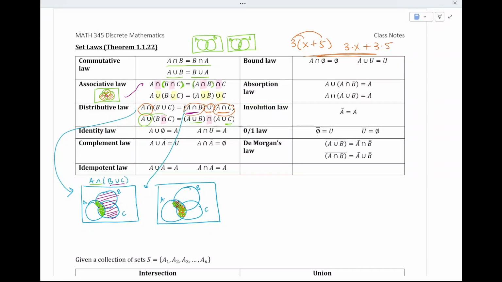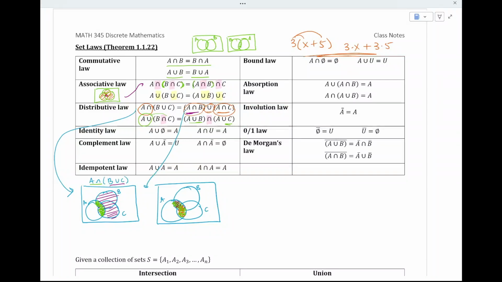The next law is the identity law, and that says that A union with the empty set is just A, because there's no elements in the empty set. So you can add that. It's like adding 0. It's not going to change whatever number you're dealing with. And then I can also look at A intersect with the universe. And so that's everything that A and the universe have in common, which is just A.